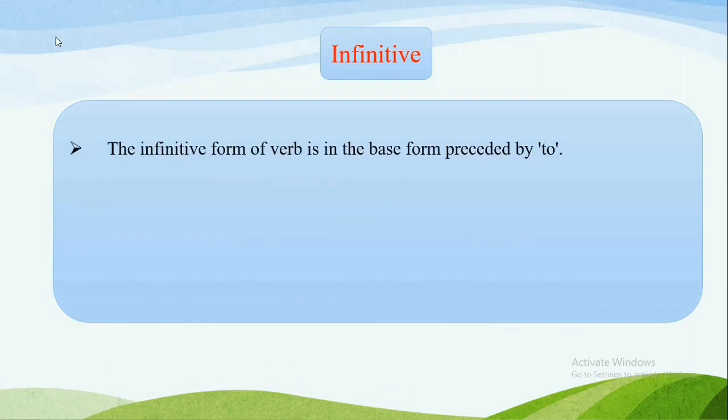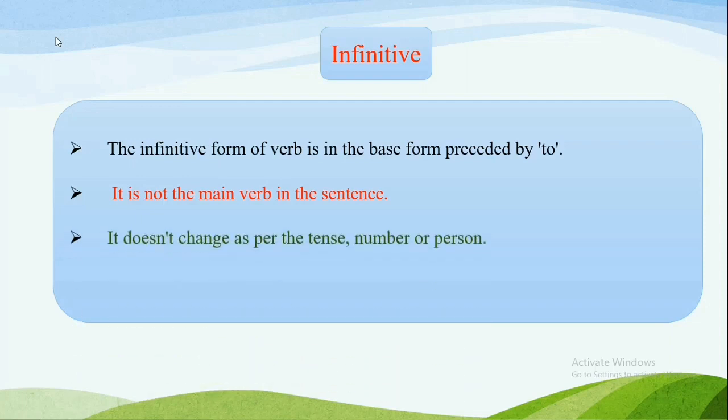The infinitive form of a verb is the base form preceded by to. It is not the main verb in the sentence. It doesn't change as per the tense, number, or person. It is created by adding to the base form of the verb: to plus verb base form.